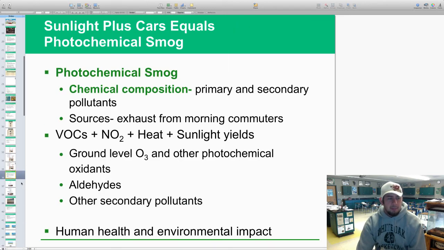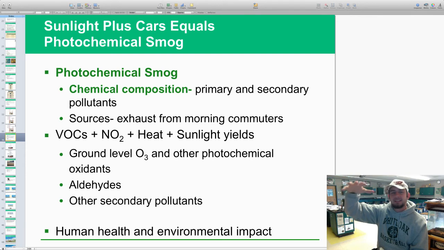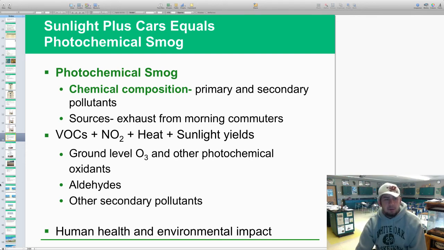All right, let's talk about photochemical smog and kind of end out this section today. Photochemical smog's composition is made up of both primary and secondary pollutants, and its sources mostly come from the exhaust in the morning from commuters when it's kind of cool out, and those pollutants get stuck in that air mass sitting above the earth as they're commuting. VOCs plus nitrogen dioxide plus a little bit of heat and also sunlight yields photochemical smog. So there's the equation for photochemical smog right there. Might want to jot that one down. Ground level O3 or ozone, other photochemical oxidants and aldehydes, other secondary pollutants also contribute to photochemical smog that aren't really shown in this equation.